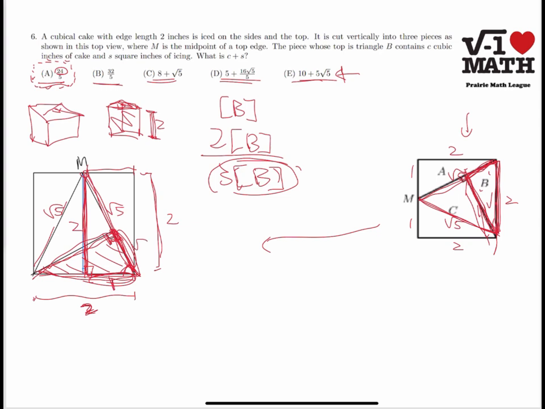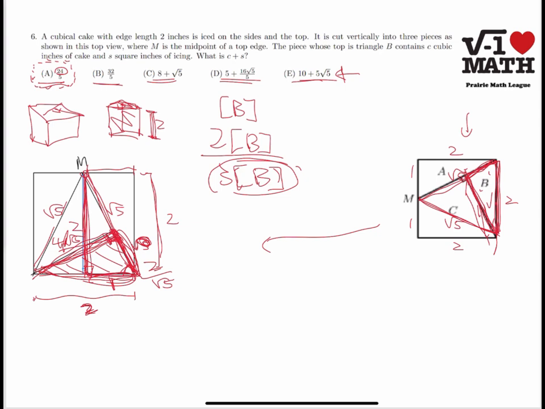Since this is 1, this is actually, oh wait, this is not square root of 5 over 2. This is 2 over square root of 5. Whoops, never mind what I said. 2 over square root of 5. And this becomes 4 over square root of 5, because this is twice this, since this is twice this.